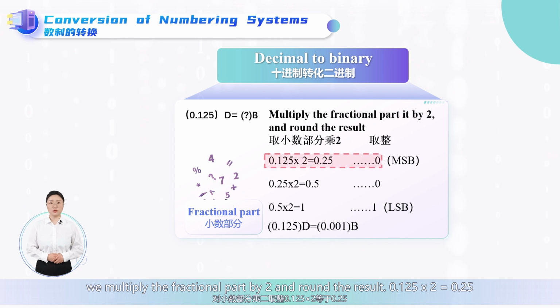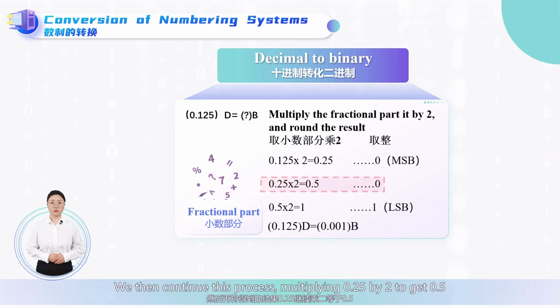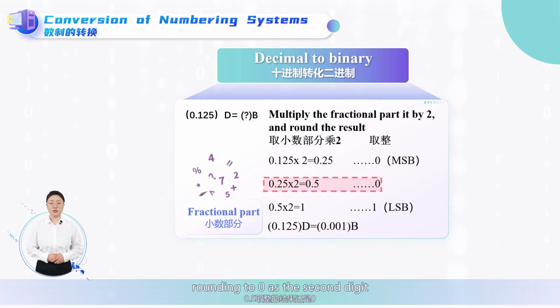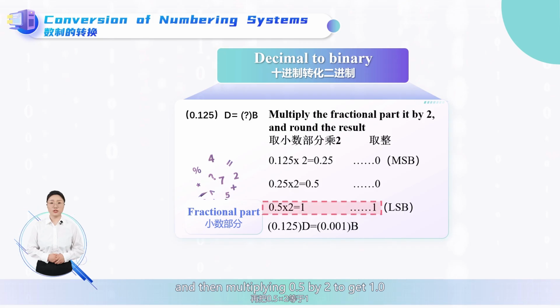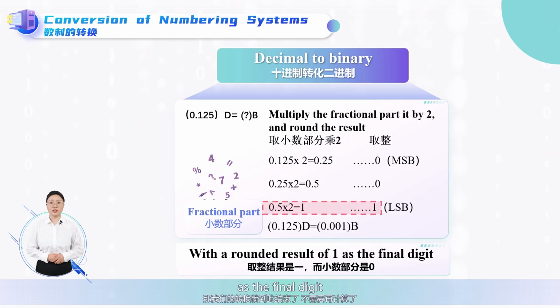0.125 × 2 equals 0.25, and rounding 0.25 gives 0 as the first binary digit. We then continue this process, multiplying 0.25 by 2 to get 0.5, rounding to 0 as the second digit, and then multiplying 0.5 by 2 to get 1, with a rounded result of 1 as the final digit.